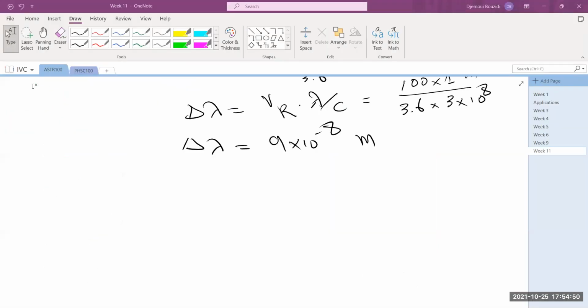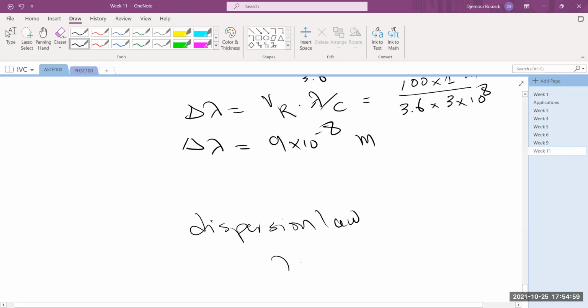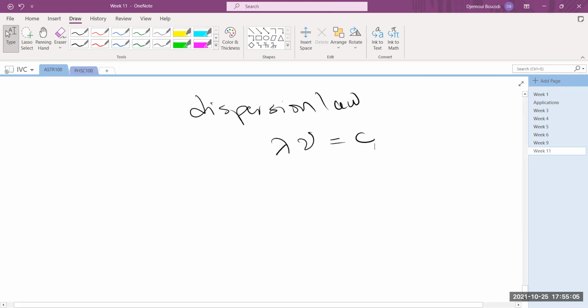So the first thing that we discovered was the dispersion law. That says the wavelength times the frequency is just a constant, c. C is just the speed of light, okay? This is one of them. So if I know the wavelength, I can find the frequency and vice versa, because this number is fixed.